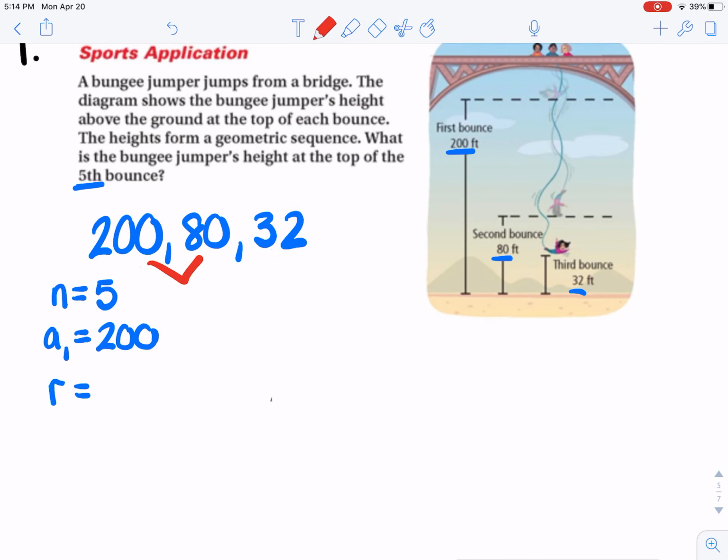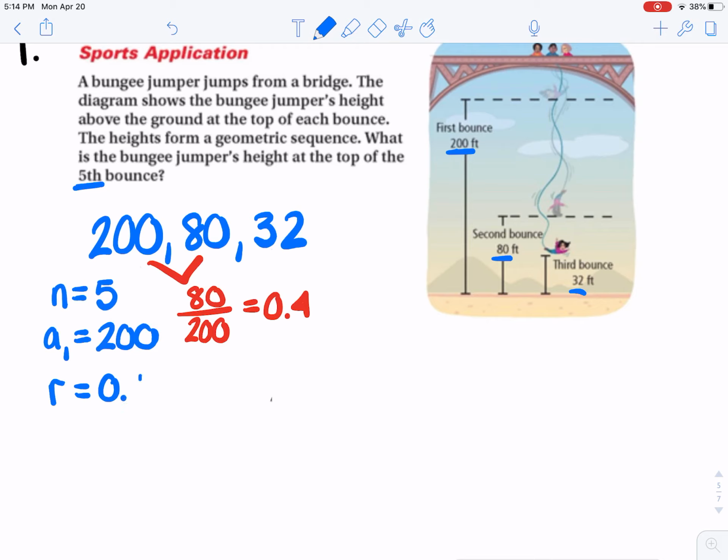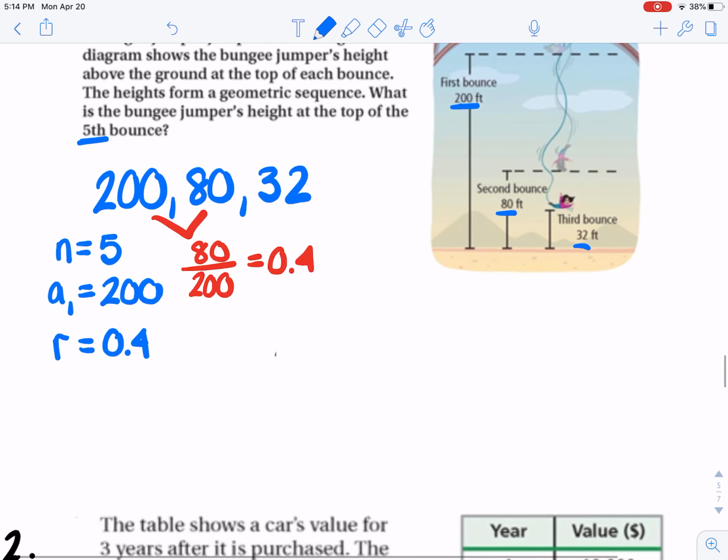So looking at the sequence, I have to figure out what the common ratio is. This one's not going to be the prettiest common ratio you've ever seen in your life, but 80 over 200. When you divide that, it's 0.4. So the common ratio is 0.4. If you'd like to use 2/5, you can do that as well. I'm going to go with 0.4 on this one.